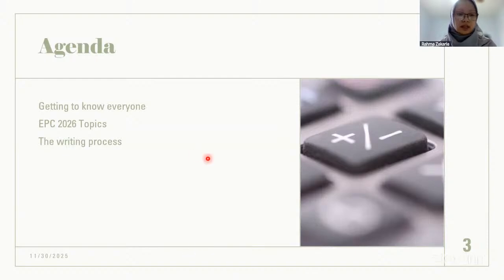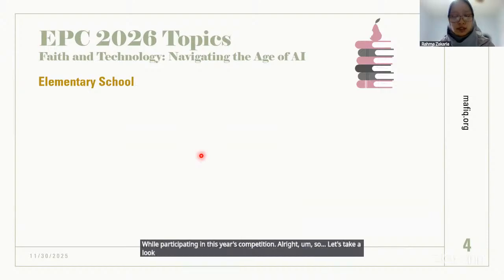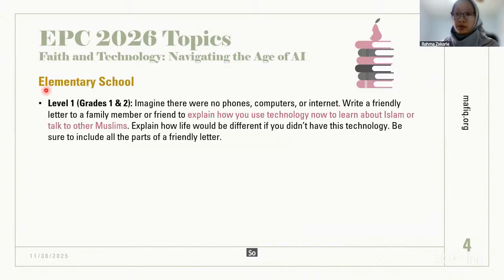All right, so let's take a look first at our topics for this year, which will be very important to know really well so that we can start thinking about how to write a great essay or speech. All right, so first of all, we have elementary school. So for level 1, which will be grades 1 and 2, I don't know if we have any in first or second grade yet, but we'll go through the topic.